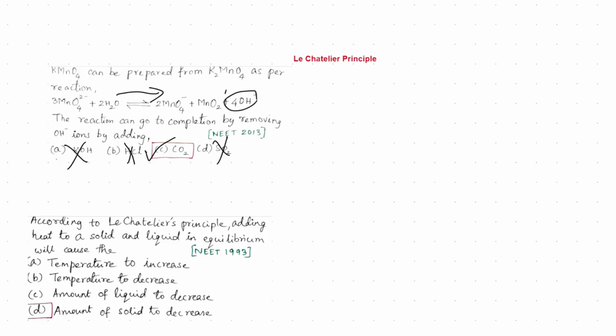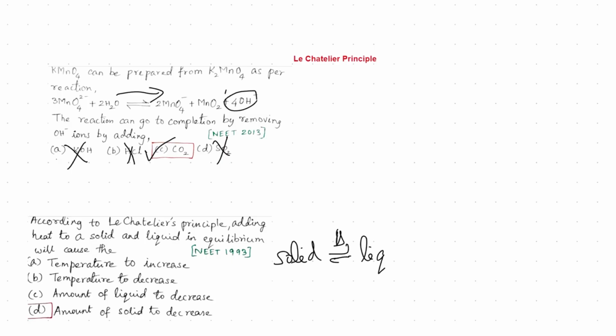According to Le Chatelier's principle, adding heat to a solid and liquid in equilibrium will cause. Okay. Solid liquid equilibrium is observed during the melting process. When you heat a solid, you get the liquid. So this is an endothermic reaction. You have to supply heat to convert solid into liquid.